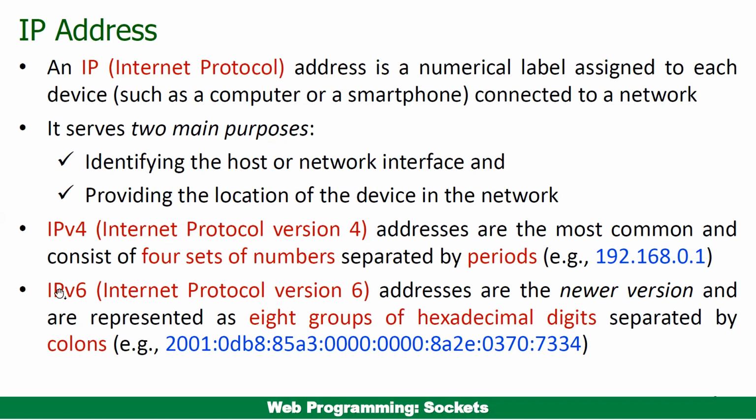Then the next version of the IP protocol is IPv6. These addresses are the newer version and are represented as 8 groups of hexadecimal digits separated by colons. IPv4 addresses are separated with dots, IPv6 addresses are separated with colons. For example, 2001:0DB8, these are hexadecimal digits, :85A3:0000:0000 and so on. So this is the IPv6 address format.